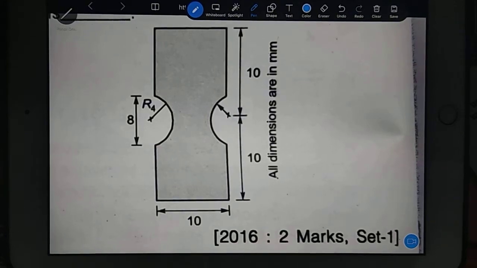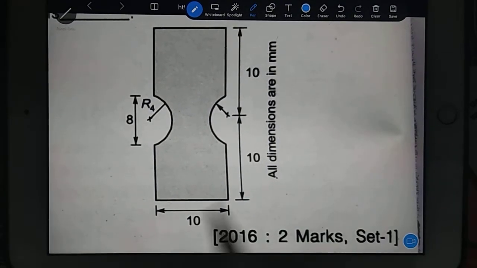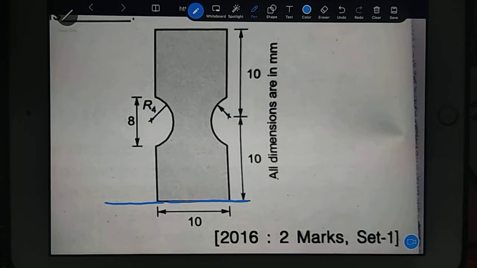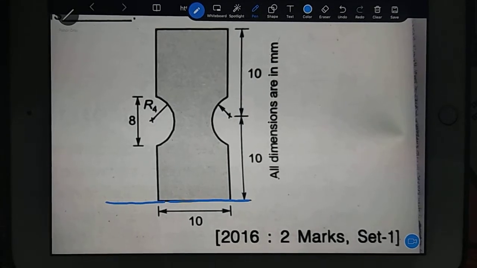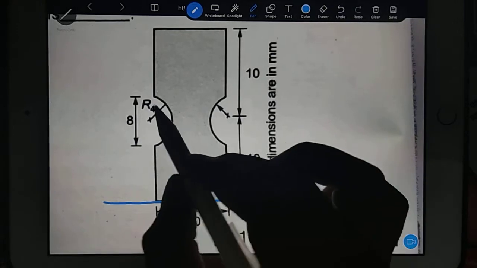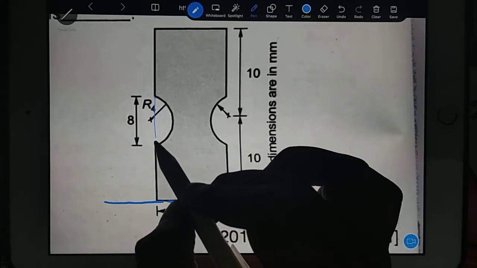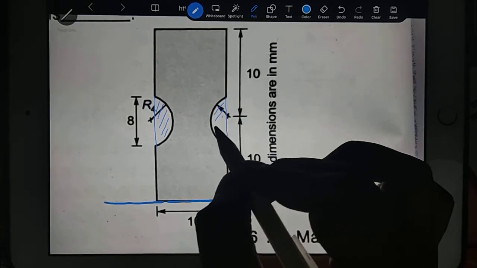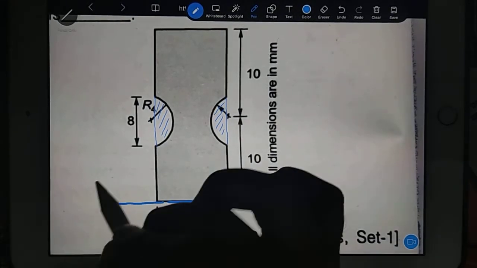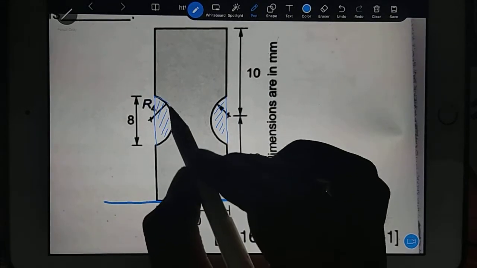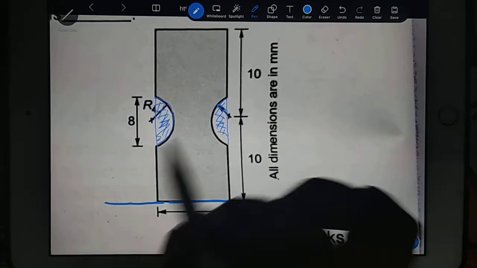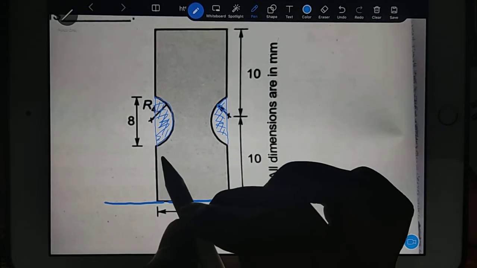Okay, so if we have to find the moment of inertia of this given cross section about this axis, there are so many methods and so many ways. First thing you see here, in this portion we don't have material, in this portion we don't have material. But if you consider these two portions, they are nothing but a complete circle, right?